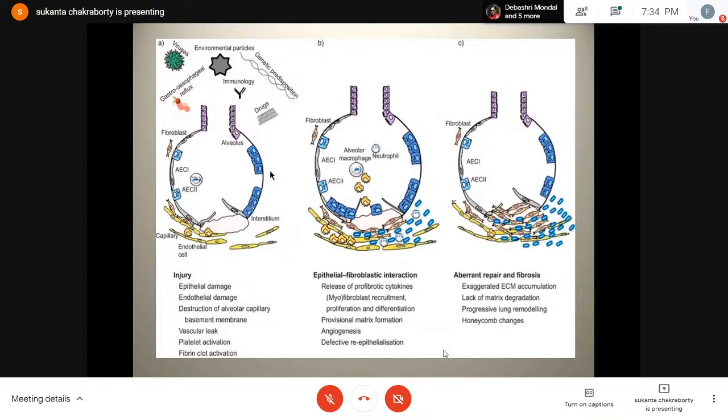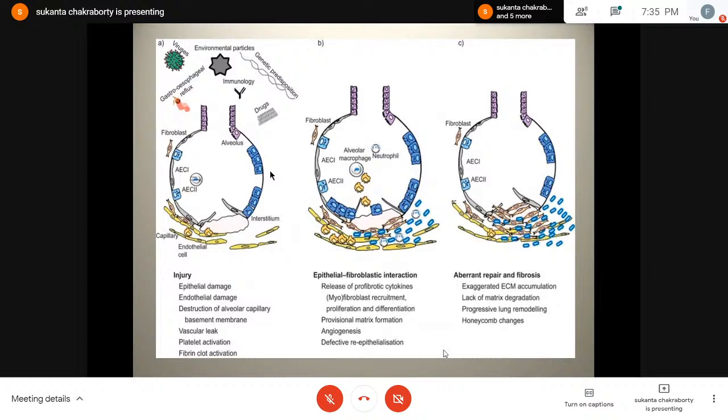Now, what do these factors do? There is epithelial damage and also endothelial injury. And this epithelial-endothelial damage causes destruction of the alveolar capillary basement membrane, as well as vascular leak, platelet activation, and fibrin clot activation. These things ultimately cause an epithelial-fibroblastic interaction, and this interaction leads to release of profibrotic cytokines, and there is myofibroblast recruitment in the wart zone. There is proliferation and differentiation of myofibroblasts and a provisional matrix formation, angiogenesis, and defective re-epithelialization.